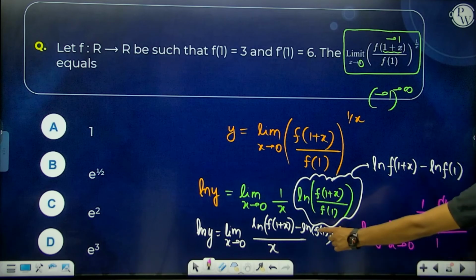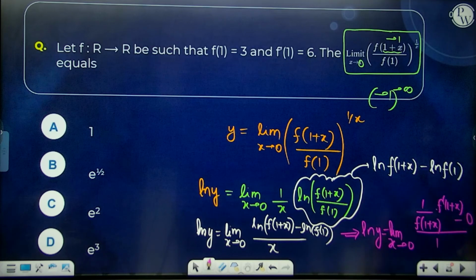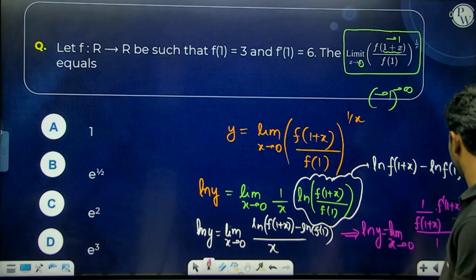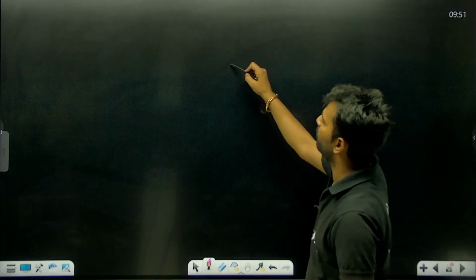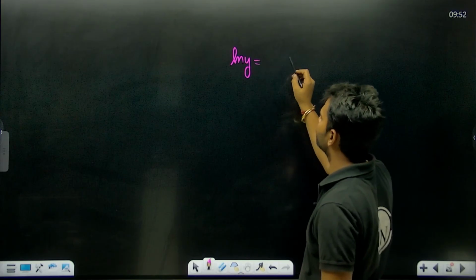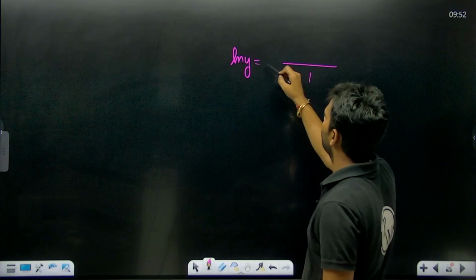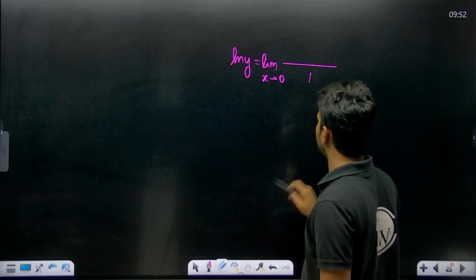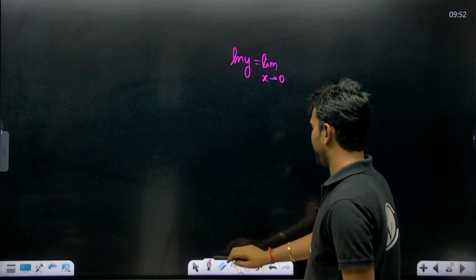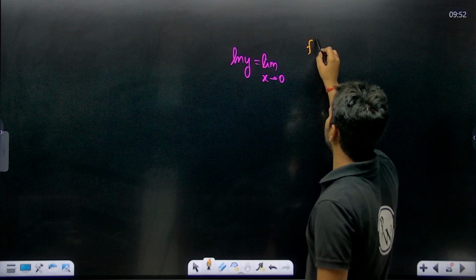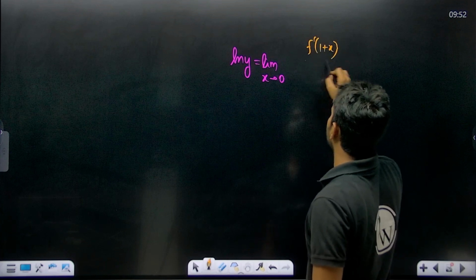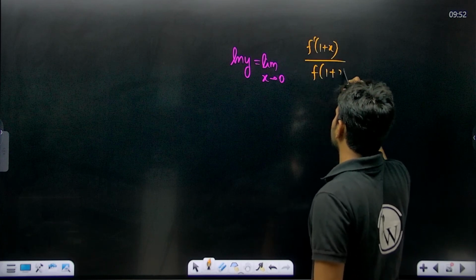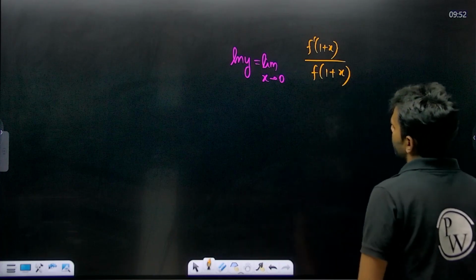Yes, and this is the difference. This is a constant thing, so the differentiation is going to be 0 only. So what we have got so far is ln y equals limit x tending to 0. Let me write it in a simpler form. It is nothing but f dash of 1 plus x divided by f of 1 plus x. So this is what we have.